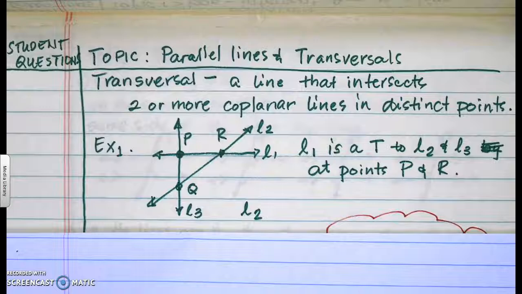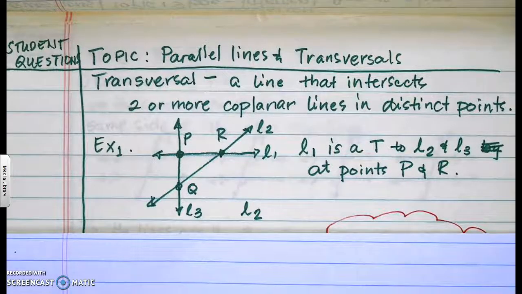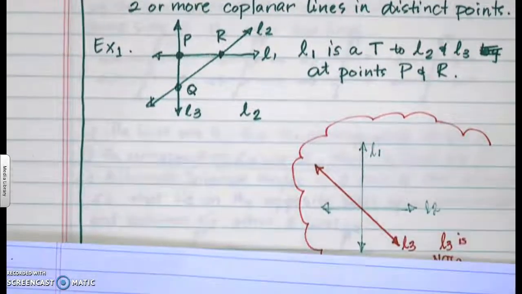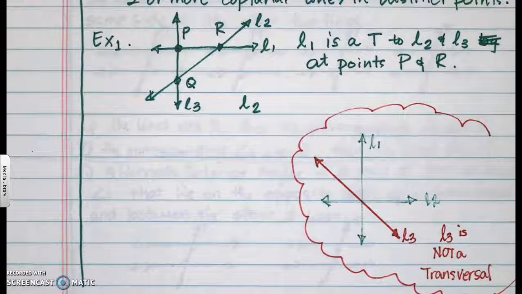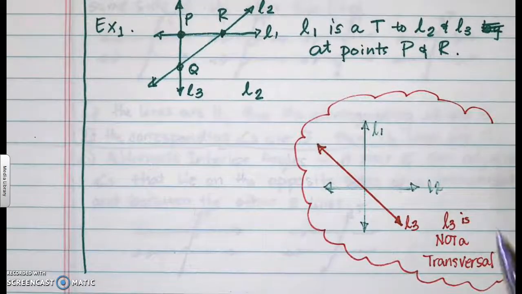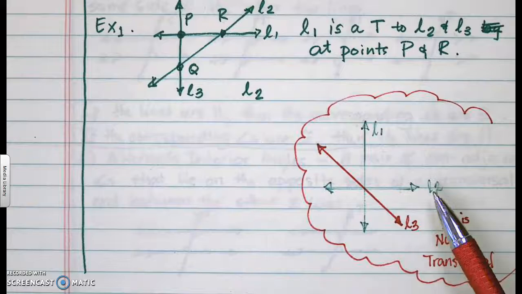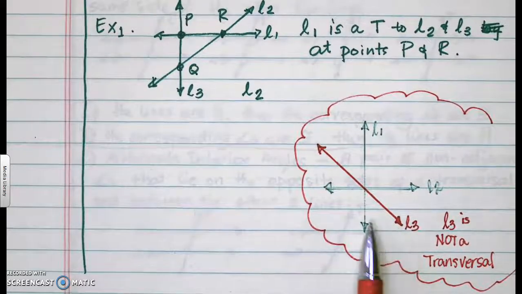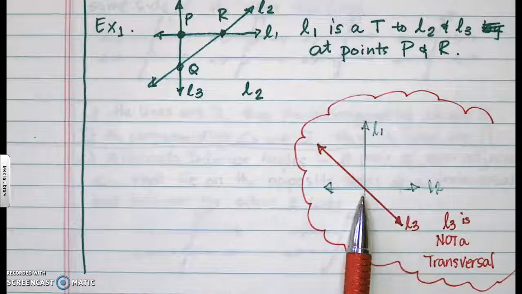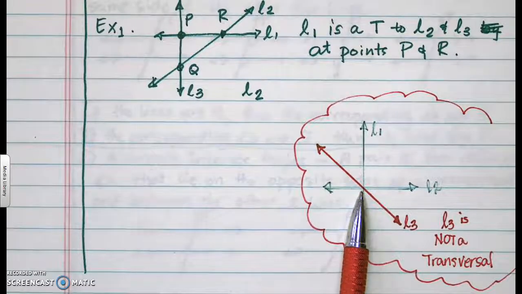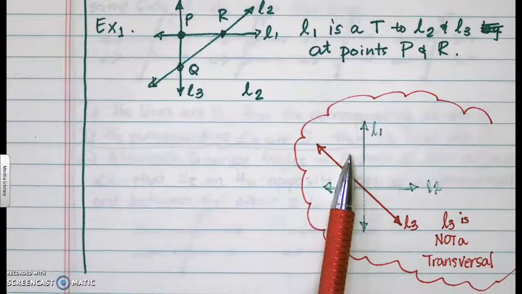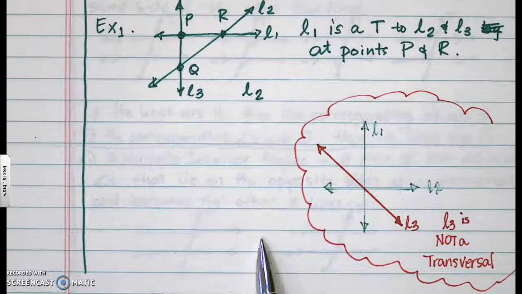As an example of not a transversal, this is how it looks. Take a look at this example. We will see that lines 1 and 2 are being intersected by line 3, but though there are two of them, the intersection point is only one. Therefore, line 3 is not a transversal. The same with line 1 and line 2, they cannot be transversals.